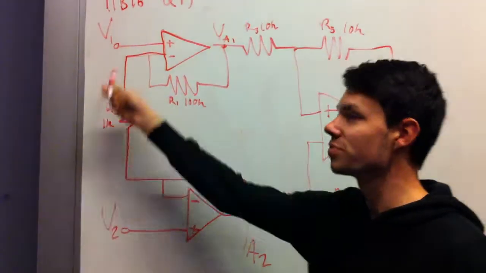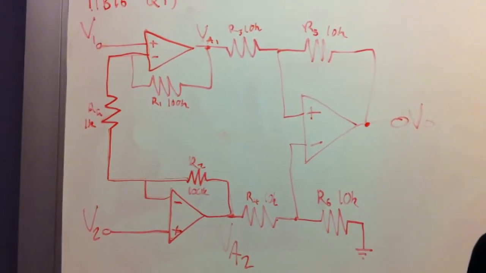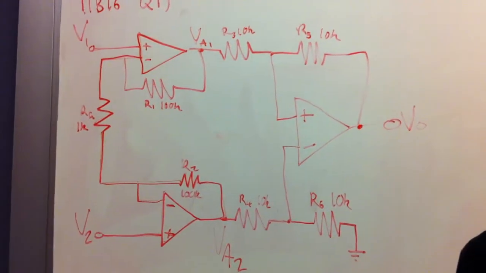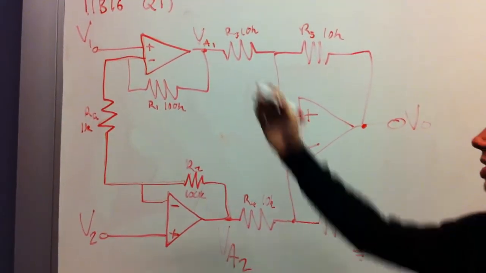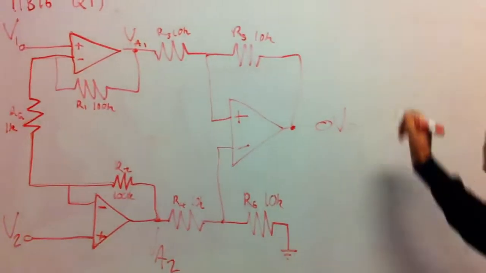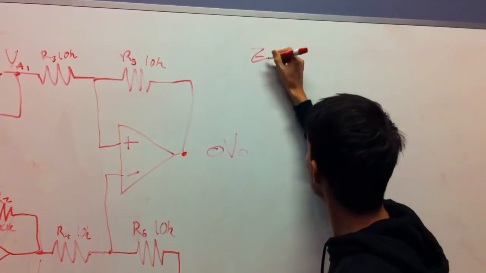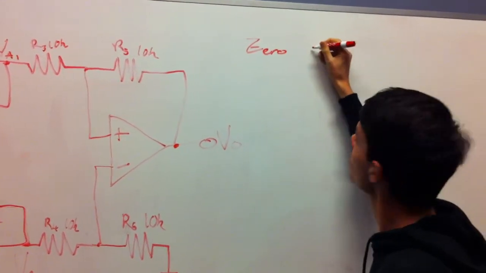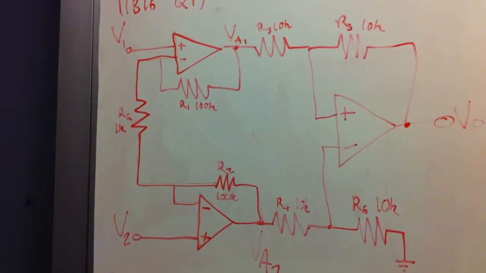We have two source voltages. We don't know what they are. We're just going to do it symbolically. But basically, because you have two sources, you want to use superposition to figure it out. So first of all, we'll zero V1 and write out what our equation is going to be from that.